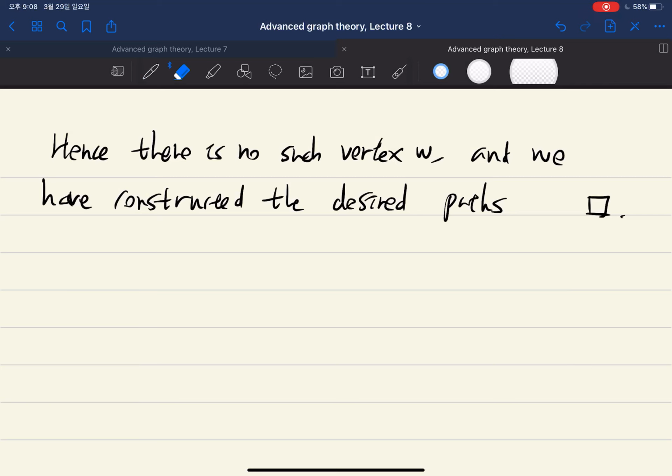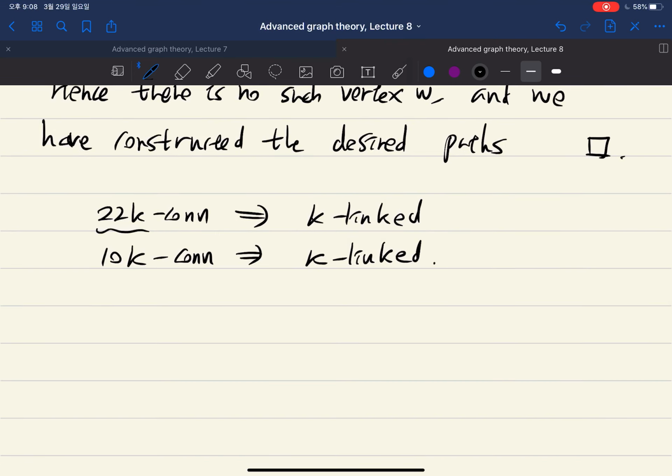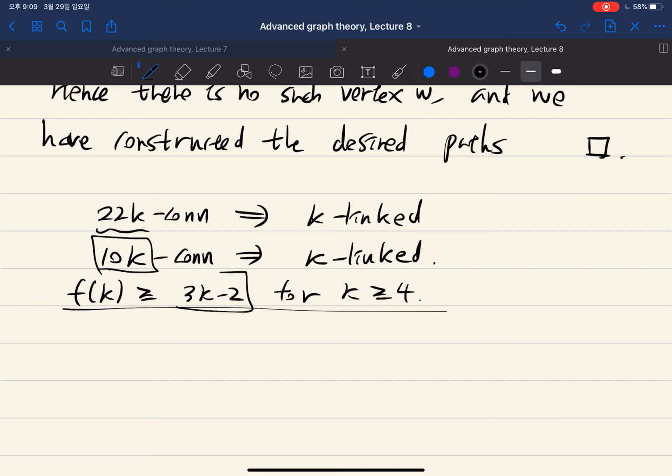Furthermore, Bollobás and Thomason in 1996 proved that 22k-connectedness actually implies k-linkedness. And later it was further improved by Thomas and Wollan. They improved this to 16k, and Kawarabayashi, Kostochka, and Yu improved this to 12k, and Thomas and Wollan improved this to 10k. So we know that 10k-connectedness implies k-linkedness. And for the lower bound, Geelen proved that this must be at least 3k minus 2 for k at least 4. So the best value of f lies between these two functions, but we don't really know what the correct number is.